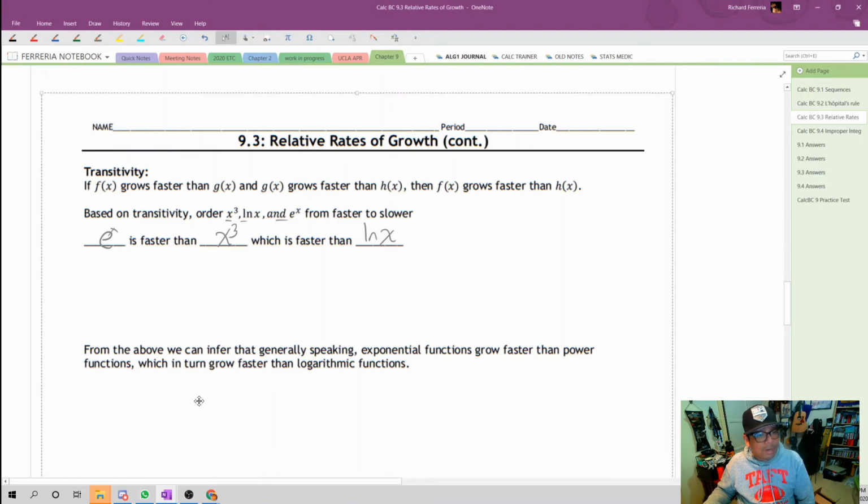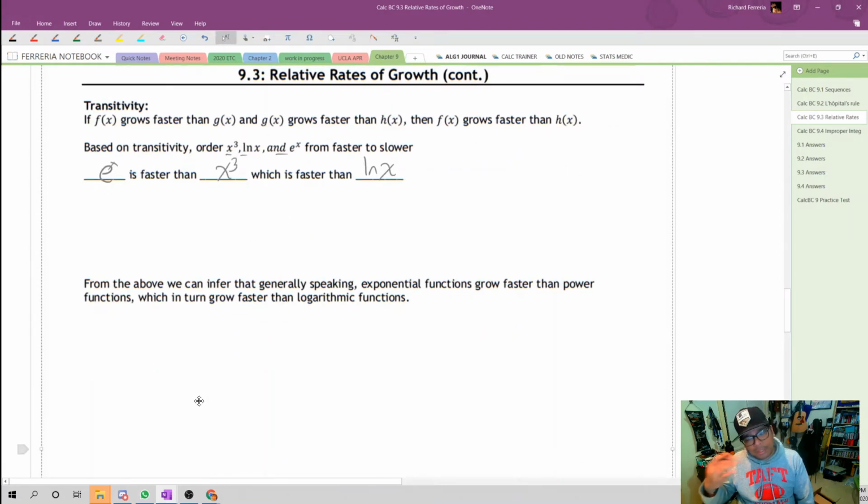From the above, we can infer that, generally speaking, this is just an inference, that exponential functions are going to grow faster than power functions or algebraic functions. And algebraic functions are in turn going to grow faster than logarithmic functions. That statement right there is meant to build your function sense so you know what kind of functions are fast functions, what kind of functions are slow functions.